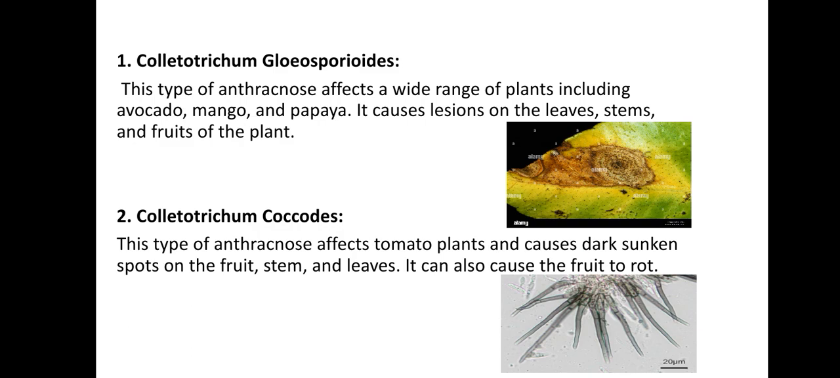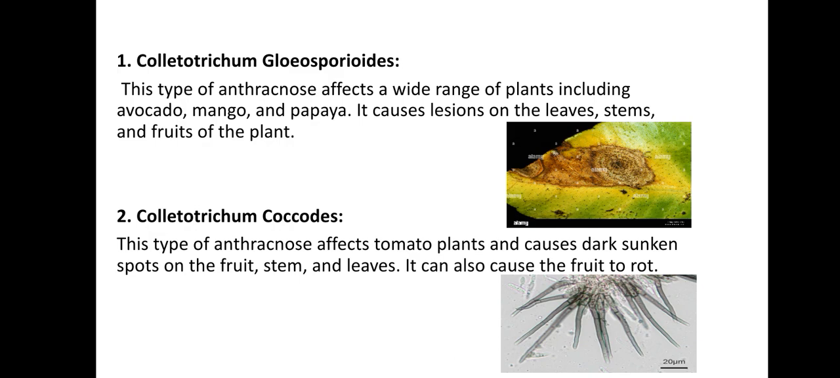Colletotrichum gloeosporioides. This type of anthracnose affects a wide range of plants, including avocado, mango, and papaya. It causes lesions on the leaves, stems, and fruits of the plants. Colletotrichum coccodes. This type of anthracnose affects tomato plants and causes dark sunken spots on the fruit, stem, and leaves. It can also cause the fruit to rot.